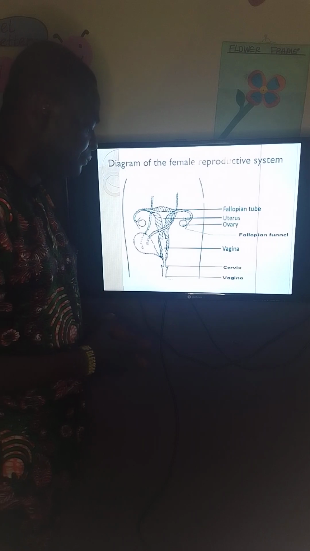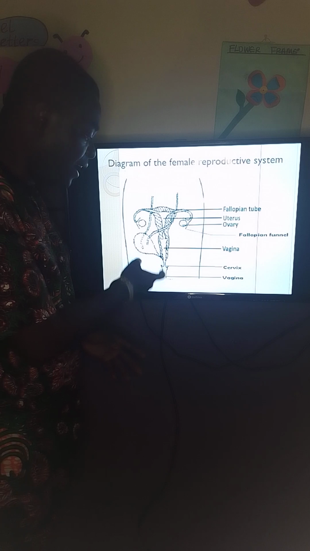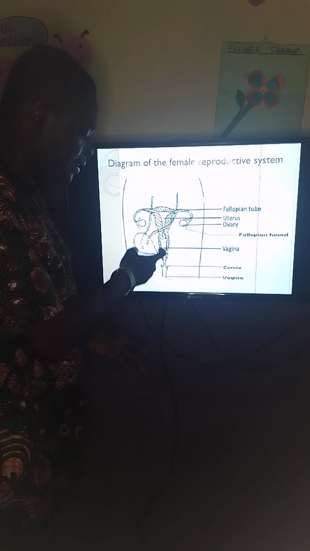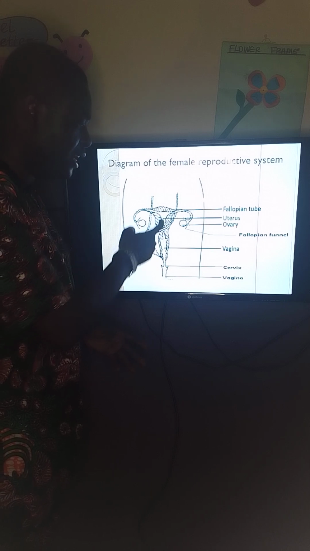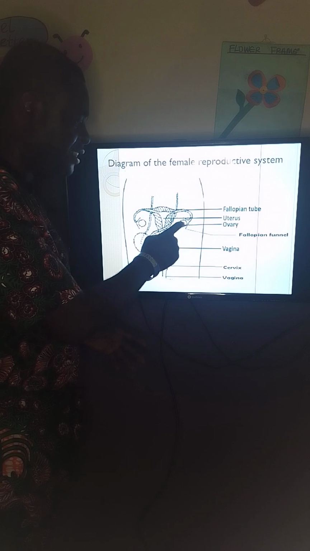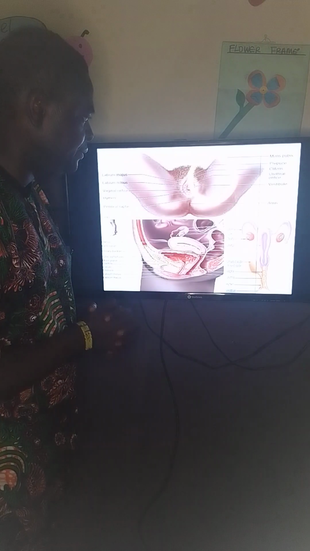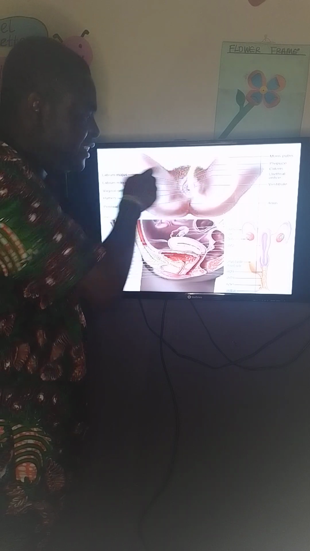Now let's go on. Now, this is the female reproductive system diagram. This is the outer part of it, which is called the vulva. This is the vagina inside. This is the cervix. This is the womb or uterus. This is the oviduct. This is the fallopian foramen, while this is the ovary. Now let's look at it in reality. Now, this is the external part of the female reproductive system.